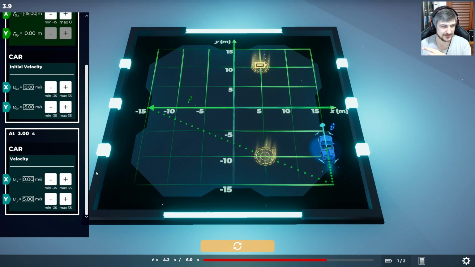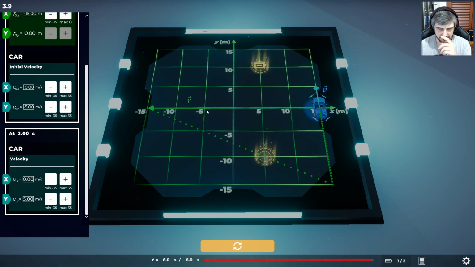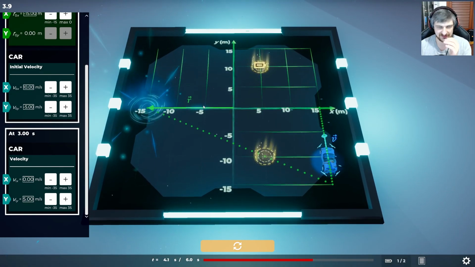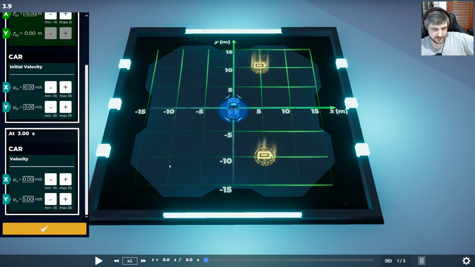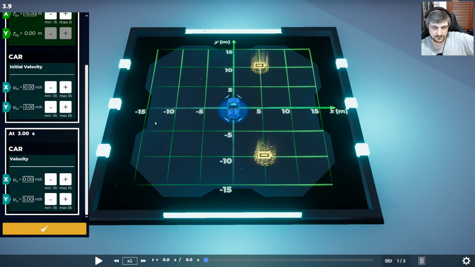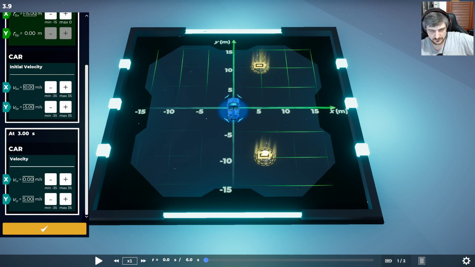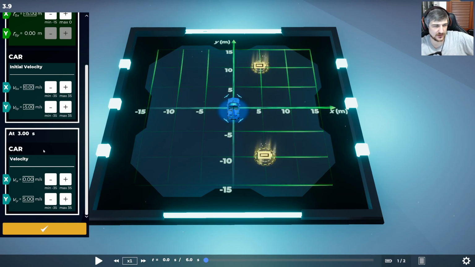I did it incorrectly. Oh, it's at 3 seconds. That's why it has to be 3 seconds. It has to be at 3 seconds. So I can't go 1, 2. That's why. The 3 seconds law is killing me.